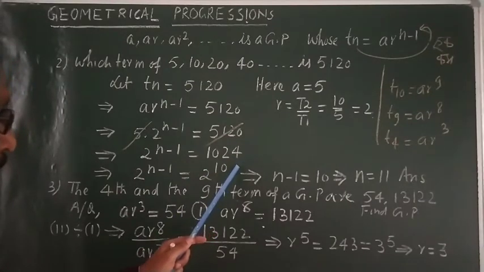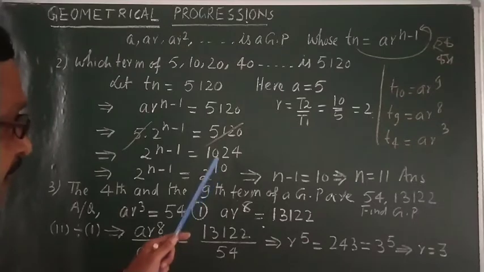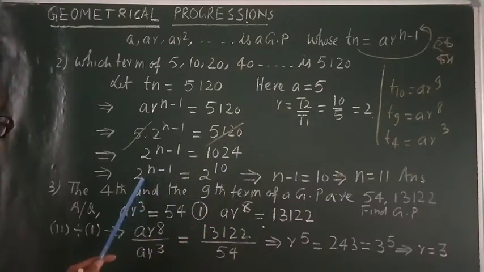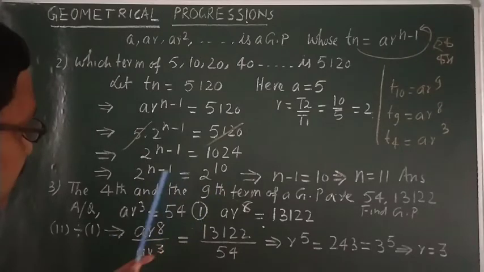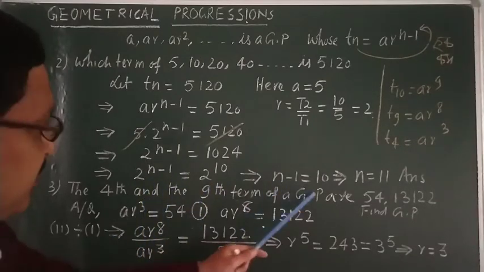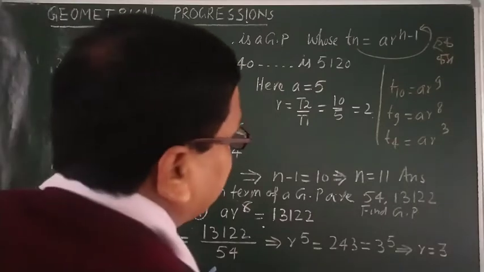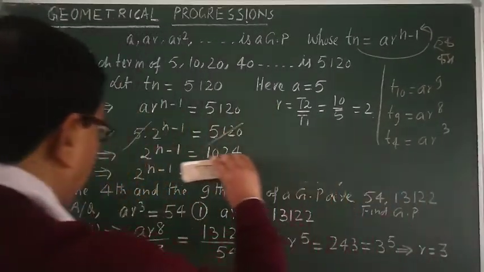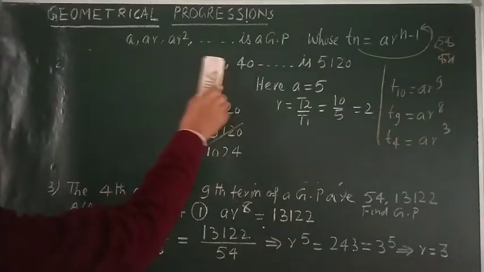1024 when factorized, we get 2 to the power 10. Now bases are the same and indices are equal, so 2 is the same, so n minus 1 must be equal to 10, so n is equal to 11. The answer is found. Now moving towards another problem.